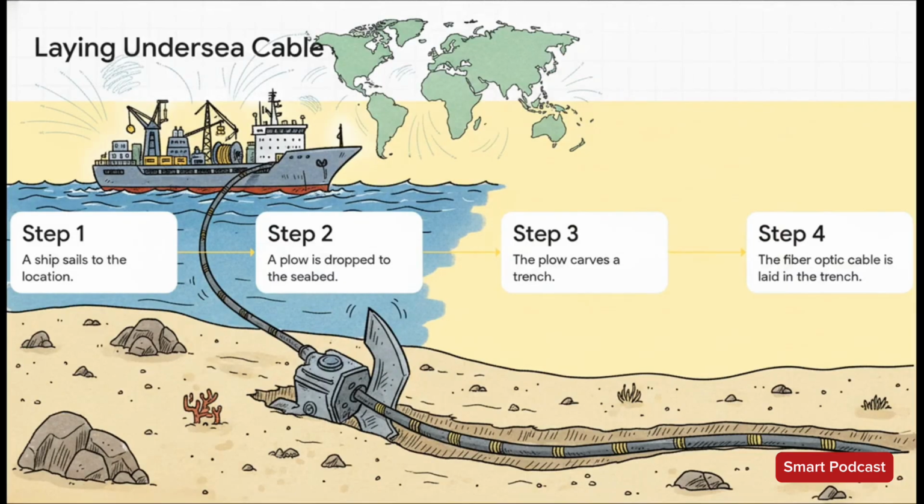And the engineering behind putting this network together is just mind-boggling. We are talking about over 800,000 miles of these cables crisscrossing the ocean floor. To build it, special ships sail out, drop a giant plow to the seafloor, and literally carve a trench for the cable to rest in, protecting it as it connects our entire world. It is a phenomenal feat of modern engineering.